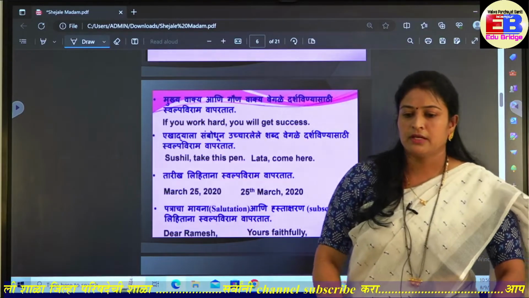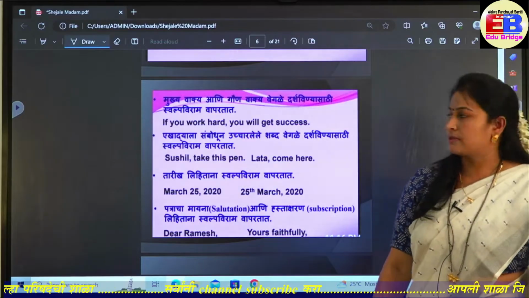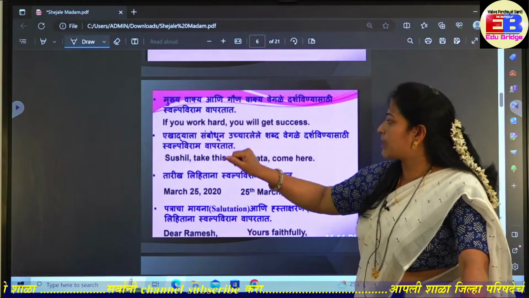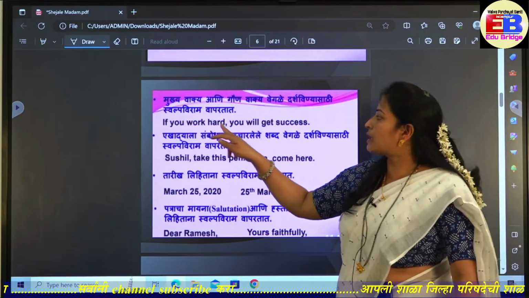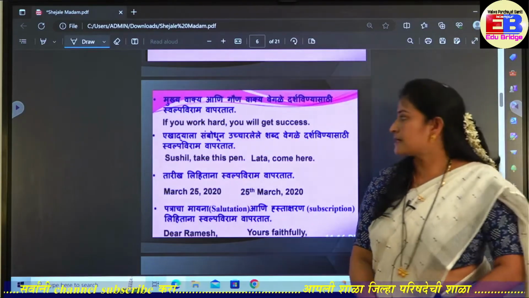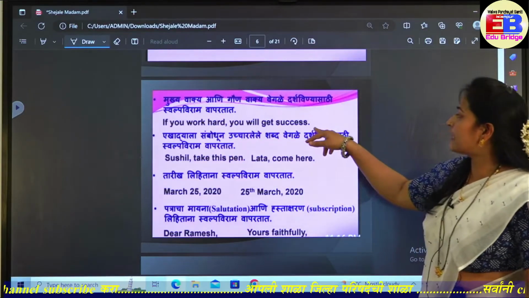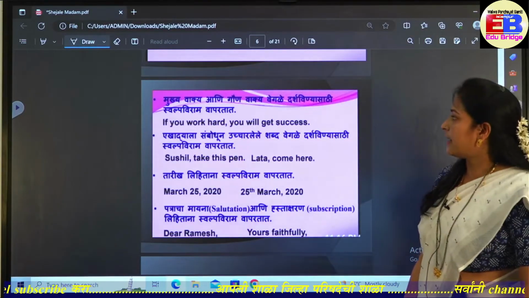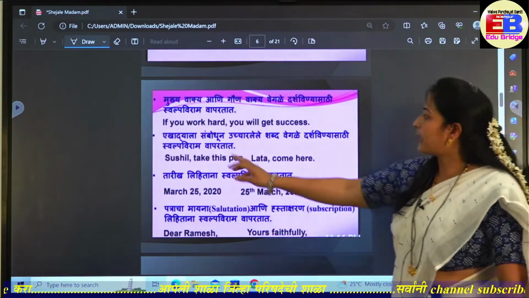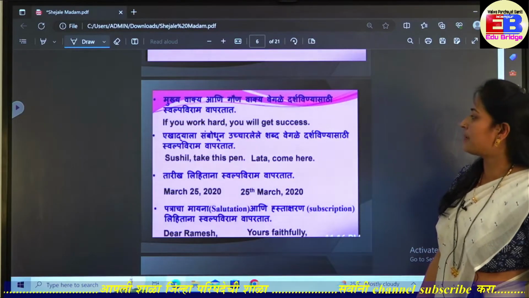Here, when we indicate the main clause and subordinate clause, we use a comma. If you work hard, you will get success. So here is the main clause and this "you will get" is a subordinate clause, and by using this we have to use comma.